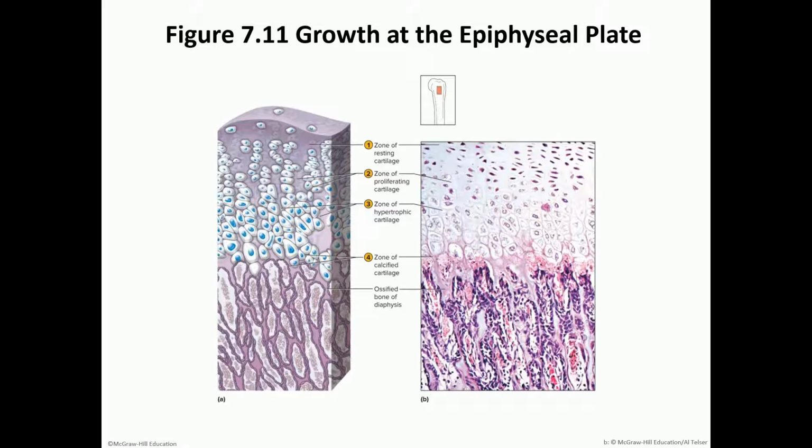This looks exactly the same as endochondral ossification because it actually is. Okay, so that whole process, how we grow, is the exact same way of endochondral ossification because we are doing the same process where hyaline cartilage is changing into bone.